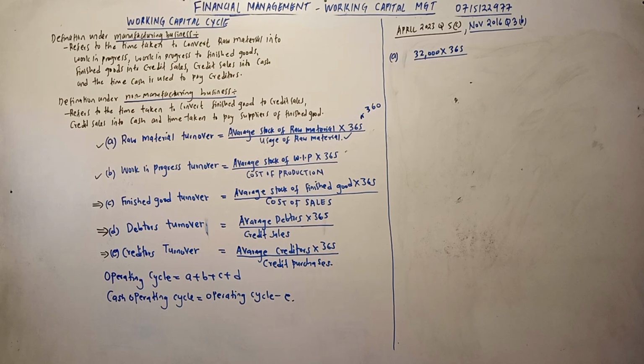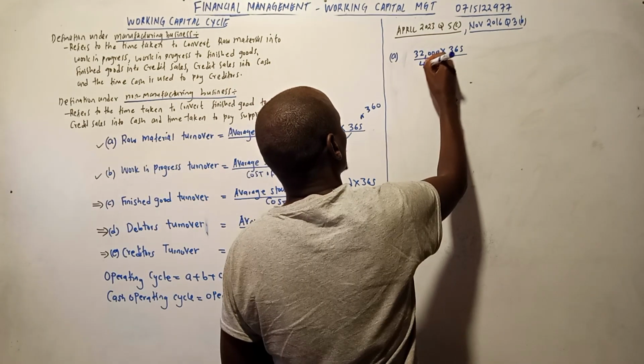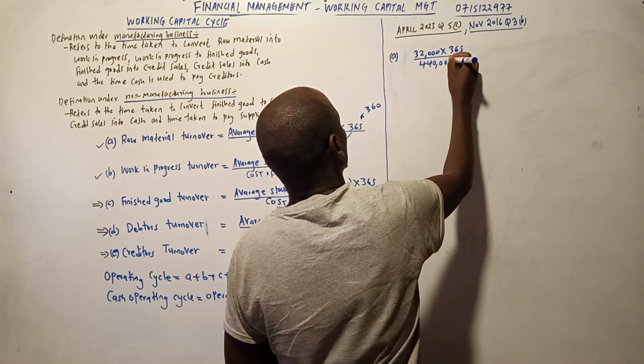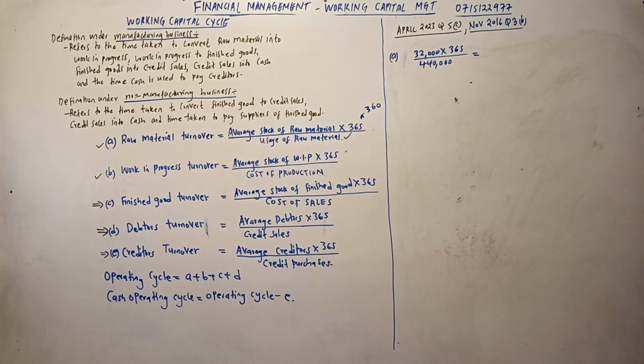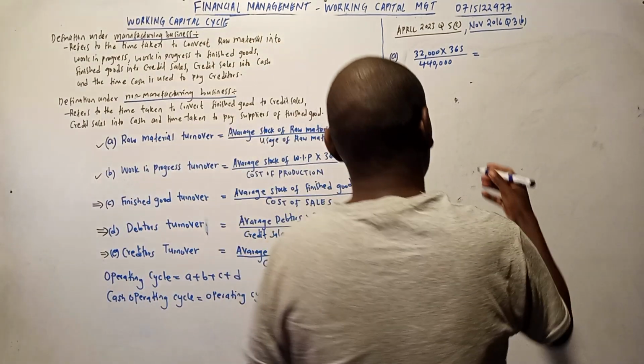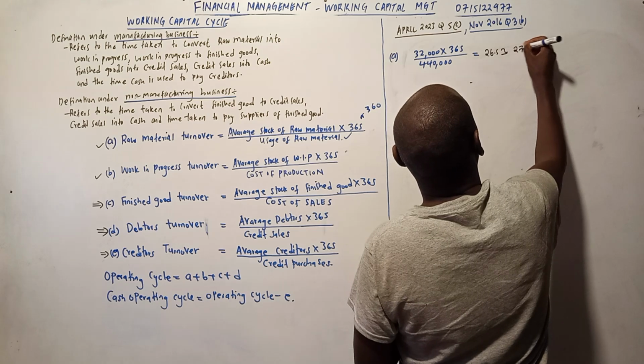The other part is that we have it for 40,000. So consumption of raw material is the usage for 40,000. You can see the usage of raw material is the same as consumption of raw material, or purchases. So to find it: 32,000 times 365 divided by 40,000. We get 26.5, which is approximately 27 days.